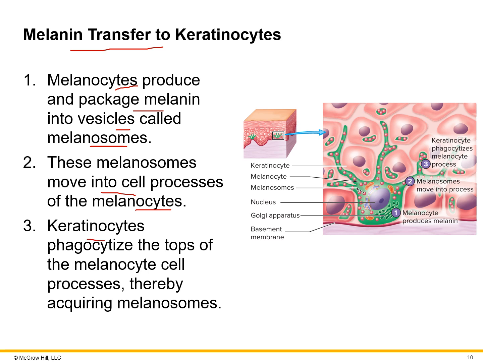Then the keratinocytes that are making the keratin, they actually eat them. So they phagocytize or engulf the tops of those cells and acquire the melanosome. So it's a unique way of transferring. Again, we think about phagocytosis with ingesting viruses or bacteria, but in this case, the keratinocytes actually eat or engulf those melanosomes that were produced by the melanocytes, and that's what's taking in that melanin and that pigment.